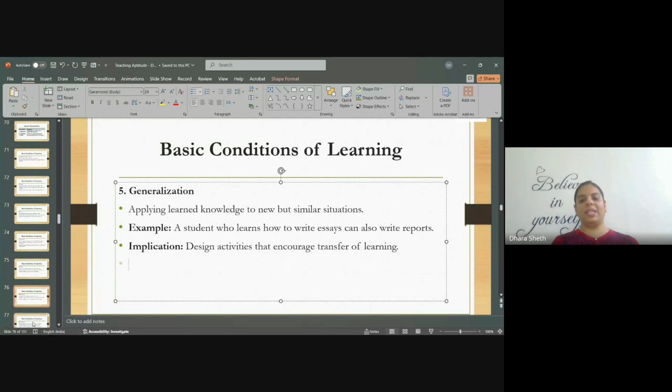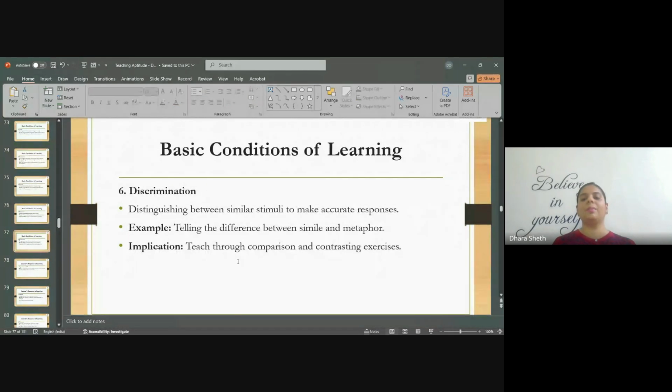Next is discrimination. Distinguishing between similar stimuli to make accurate responses. Like you explain them, what's the difference between simile and metaphor? Simile is when the word "like" is used, that this looks like the sun. And metaphor is when you say, this is the sun, but it is not the sun shining in the sky. It is yellow, but it is not the sun. But you say this is the sun, it's a metaphor. And when you say this looks like the sun, then using the word "like" is simile. So I'm explaining the difference between the two.